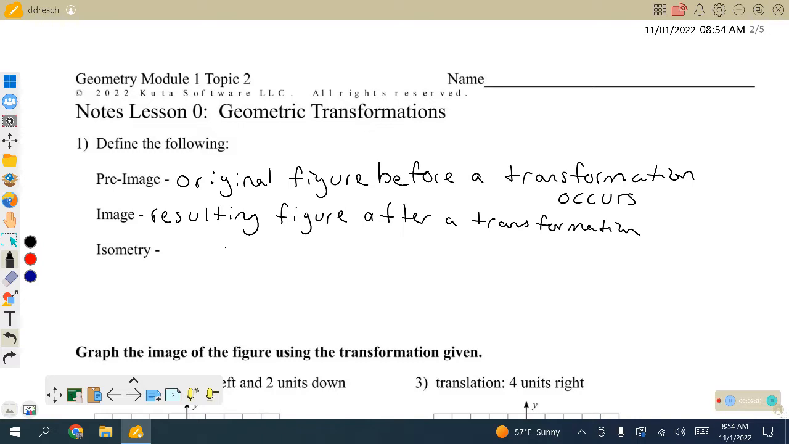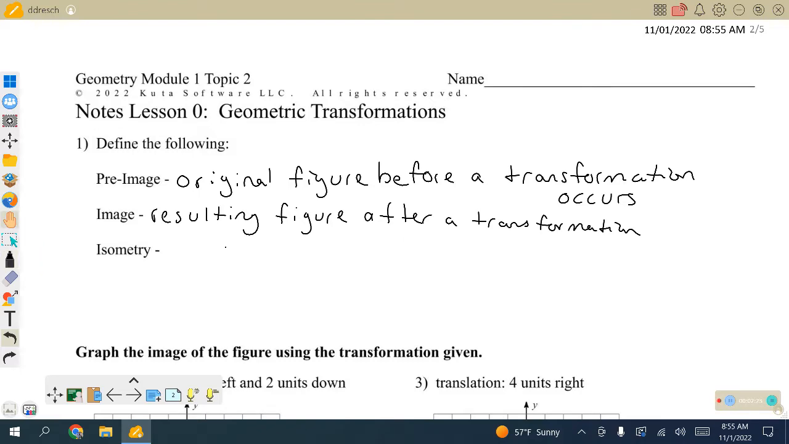Now, we are going to look at, over the course of these next few weeks, three types of transformations. And these three types of transformations are what we call an isometry. Not every transformation is an isometry. So let's talk about what is an isometry and what's not. And we'll talk about what's not later on in the second semester.